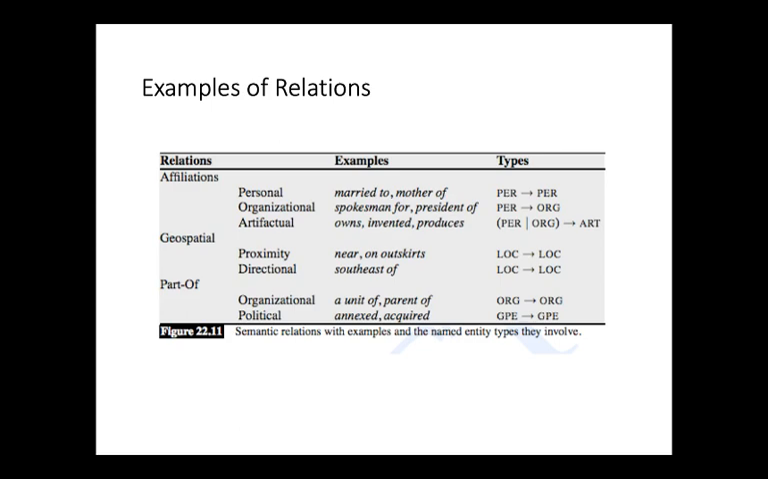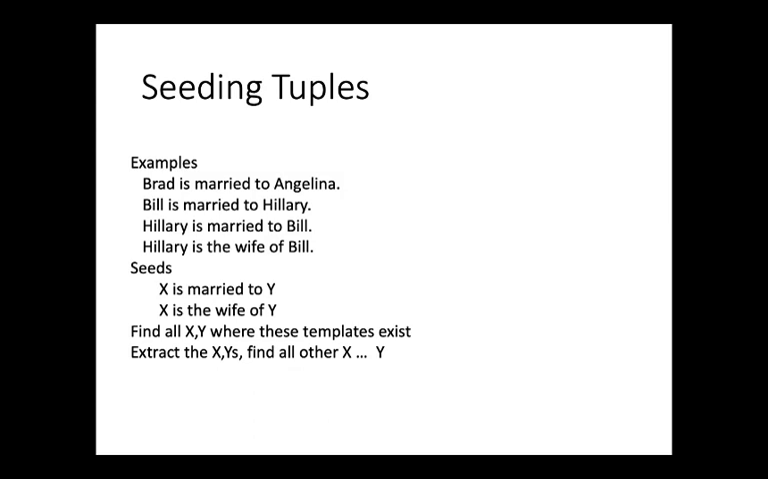So let's talk about a simple and somewhat noisy way of doing entity or relation extraction. You start off with two things. You start off with tuples, and you start off with templates. Tuples of people who are married to each other, and templates, patterns that suggest a relationship of marriage.